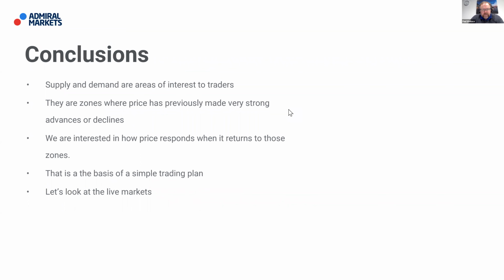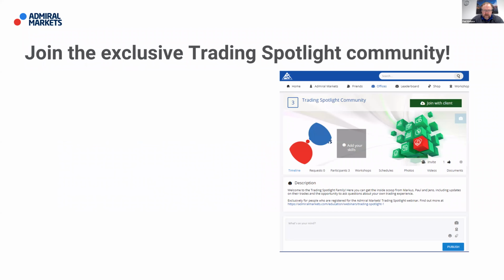So the conclusions are that supply and demand are areas of interest to traders, because they are zones where price has previously made very strong advances or declines. And we're interested in how price responds when it returns to those zones. That becomes the basis of a simple trading plan. We'll dig more into that in the second part of this series, which will be in about 4 to 6 weeks time. But there's plenty here for you to be going on with to start looking at how you can identify supply and demand zones on your charts. So if you bear with me a moment, we'll switch across to the live markets, and I'll show you how to identify and draw those particular supply and demand zones.